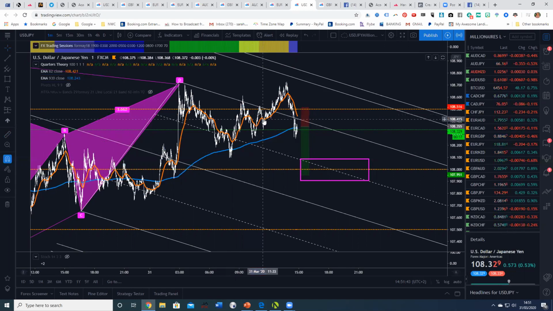So normally I'm getting in, like this is a good point to get in. That's got the confirmations here. It's above the 62. It's done the break and the retest off the pitchfork and off quarter theory.